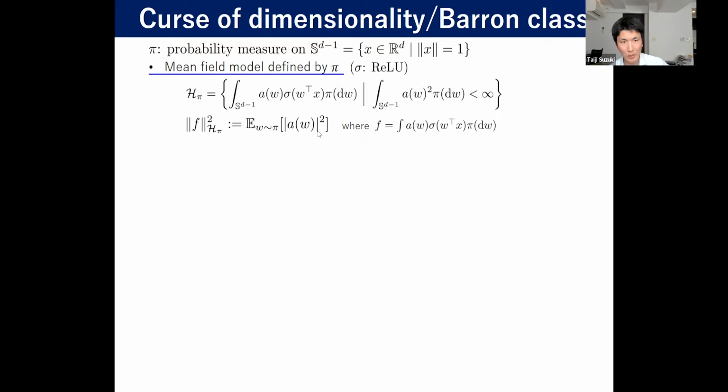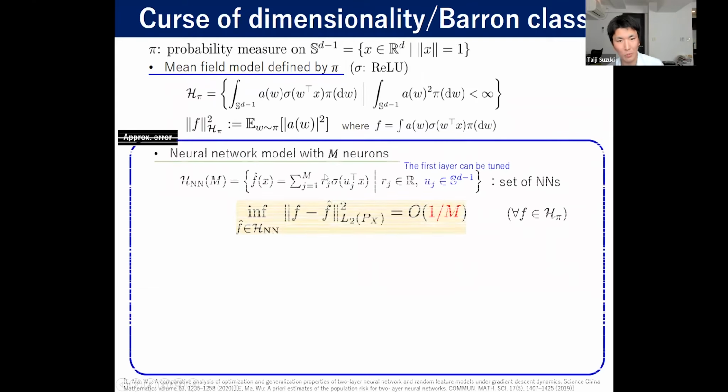Yeah, we consider this function class. You can see this is a kind of neural network, but instead of considering a finite width, we consider the integral. That is a difference from the usual neural network. Now we try to approximate a function in this class by a finite width neural network. Instead of the integral, we consider the finite width. Then the question is how large this finite width neural network should be to approximate this target function.